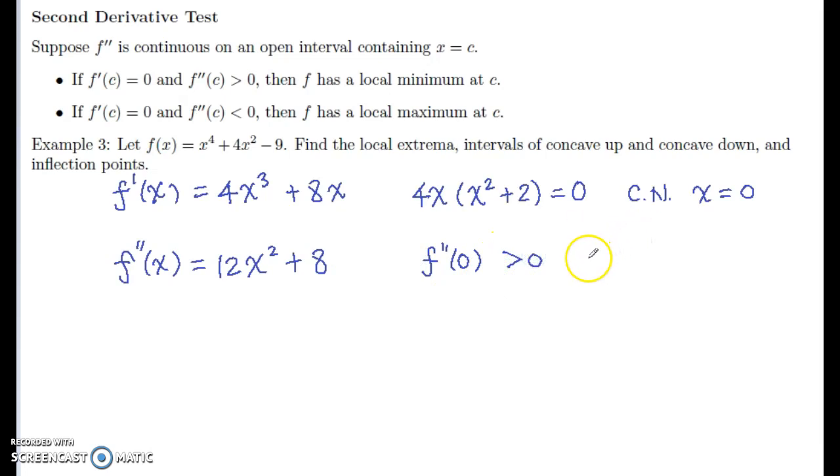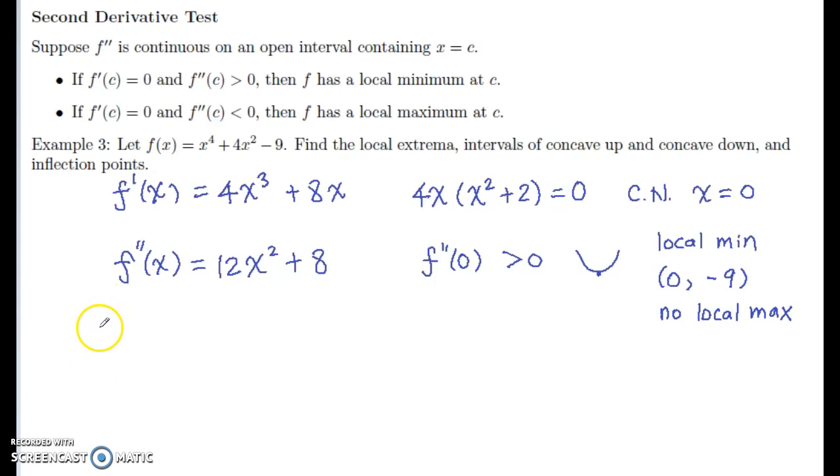Now because it's greater than 0, you can think of it as concave up. So it's a smiling face. You have a local minimum. So we can conclude that the local minimum is at x equals 0, so go back to the original function: (0, negative 9). So no local max, because we only have one critical number.